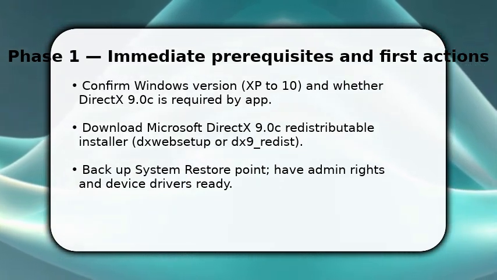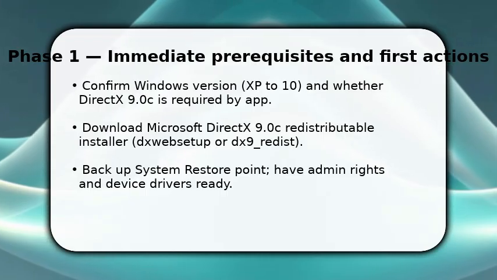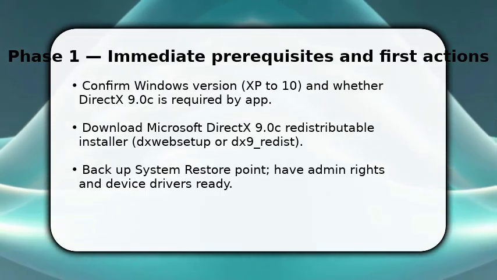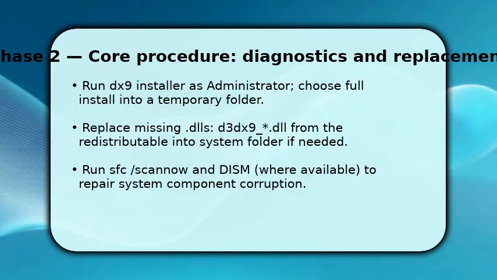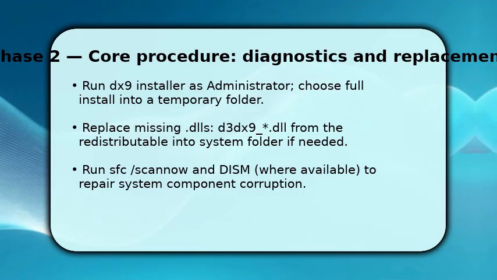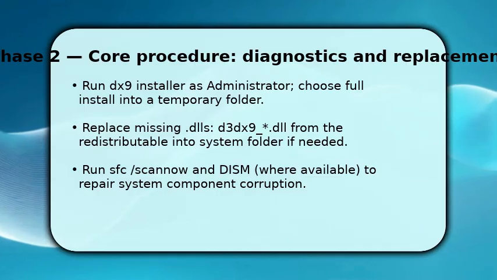You run the DirectX 9.0C installer with elevated rights, extracting files to a temp folder so you can access individual DLLs. Once extracted, copy only the specific D3DX9*.DLL files into the application folder first, then into the System32 or SysWOW64 folder if required.